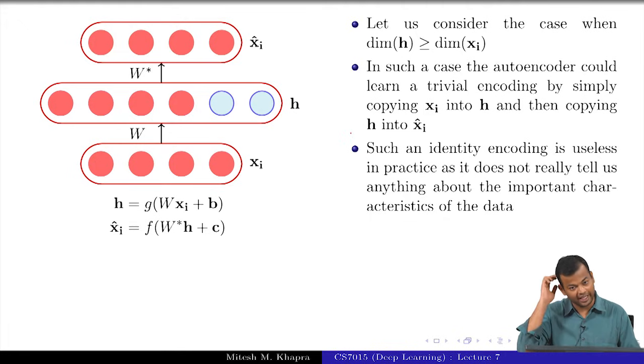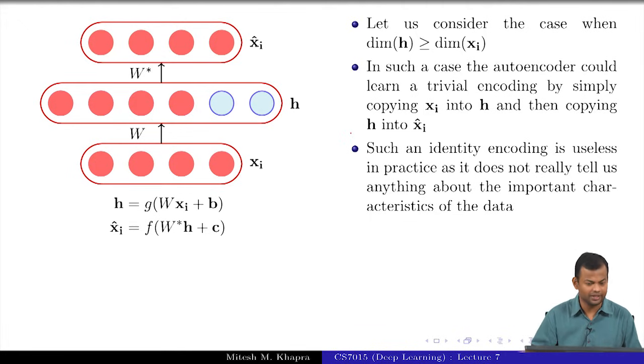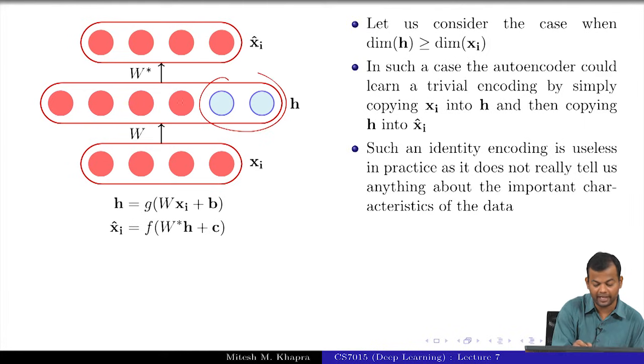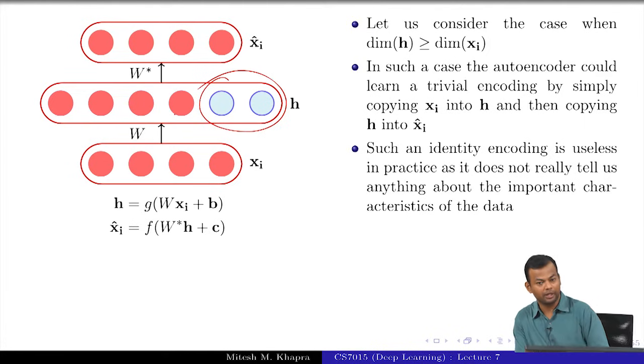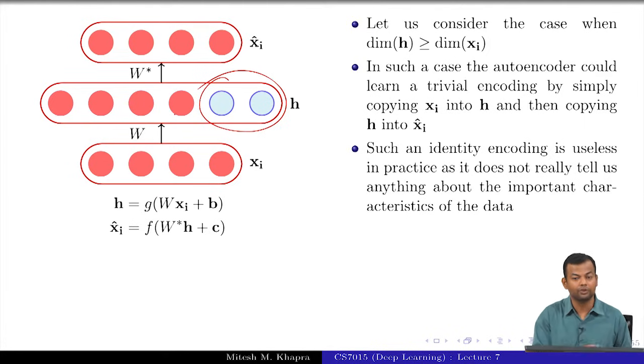So, such an identity encoding is useless, because you are just not learning any important characteristics of the data. Your h is almost the same as xi, it also has all the useless information that xi had. In fact, it has slightly more, because it has these blank units also, but this is not really useful, right. Why would you want to actually learn such a hidden representation, right. So, it is not clear why would you want to do that. So, we will take a look at it, we will come back to why this is important.